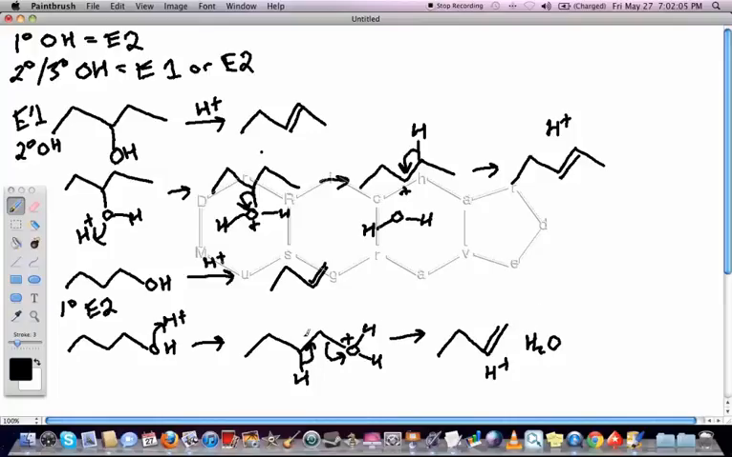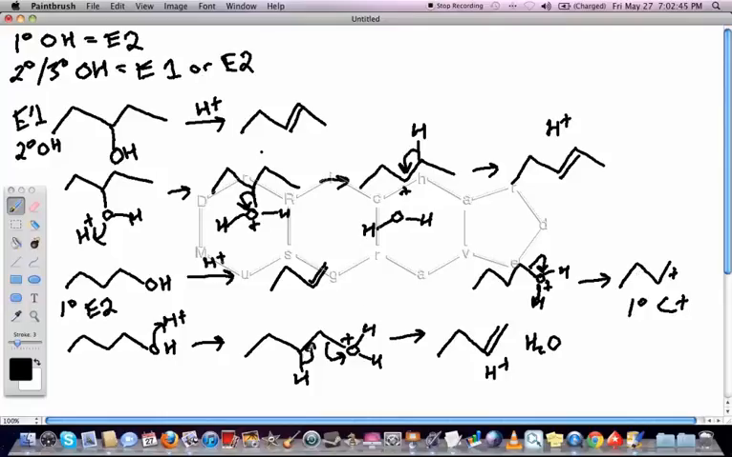Now with the primary it had to happen this way, it had to happen as an E2. If we tried to do it as an E1, what would happen is this. We'd get to the point where we had the H plus attached to the oxygen. We would try to remove the water and we would end up with a positive charge on this end carbon here. That's a primary C+. Primary carbocations are incredibly unstable, so they will not form.